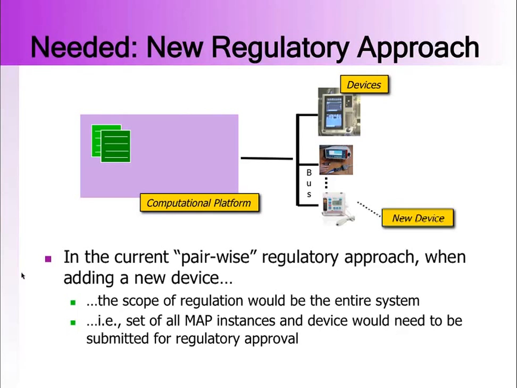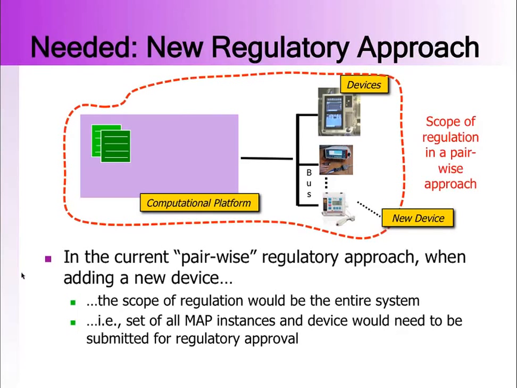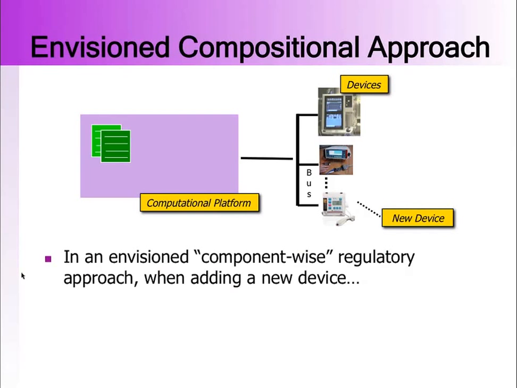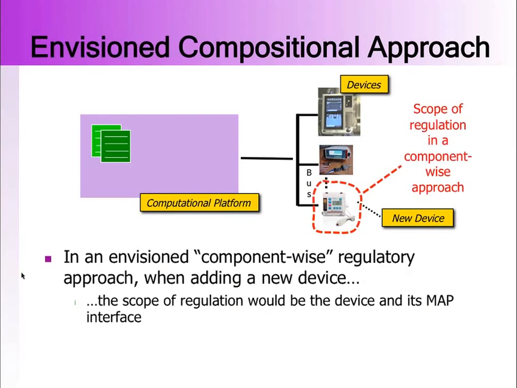And for example, also when you add a new device, the scope of regulation would be the entire system. And so we want to see if we can come up with some cases, at least. We may not be able to get this to work for all cases, but we would like to be able to have a situation where someone could write or build a new device that could be integrated without having to recertify the entire system, especially the complex platform.